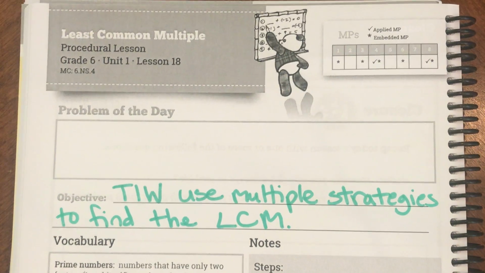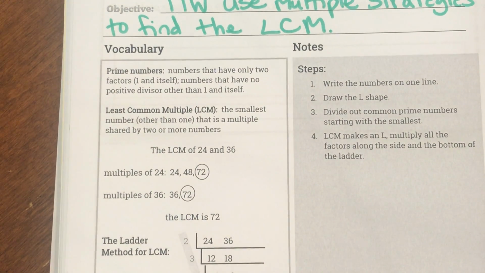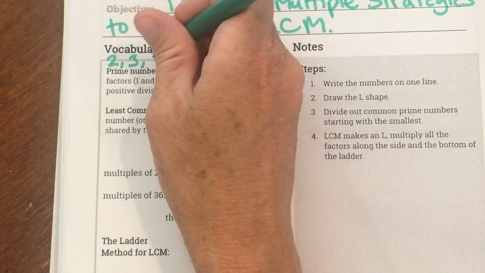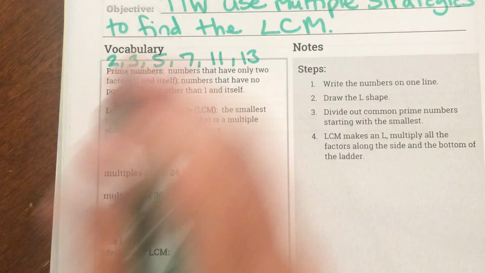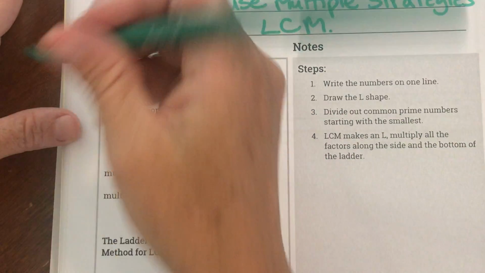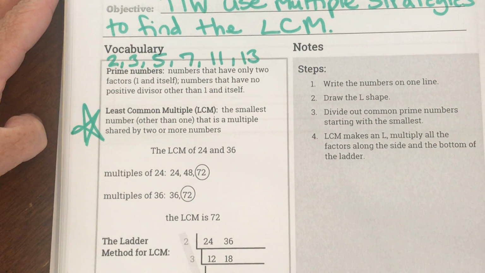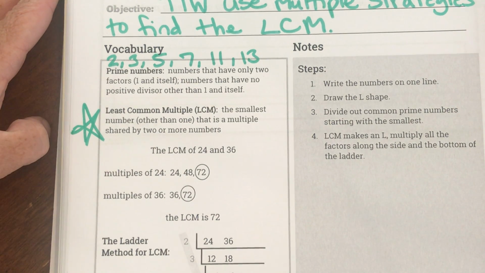Okay. So we do have some new vocabulary. We've already talked about what prime numbers are, and yesterday we listed the smallest prime numbers, and we said they're 2, 3, 5, 7, 11, and 13. Our new vocabulary word today is least common multiple. So it's the smallest number other than 1 that is a multiple shared by 2 or more numbers.